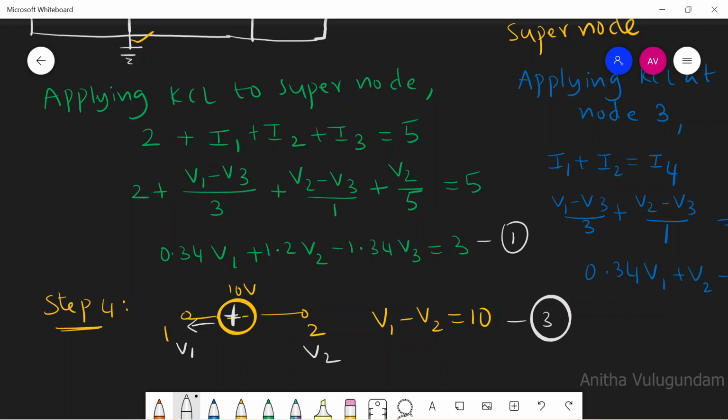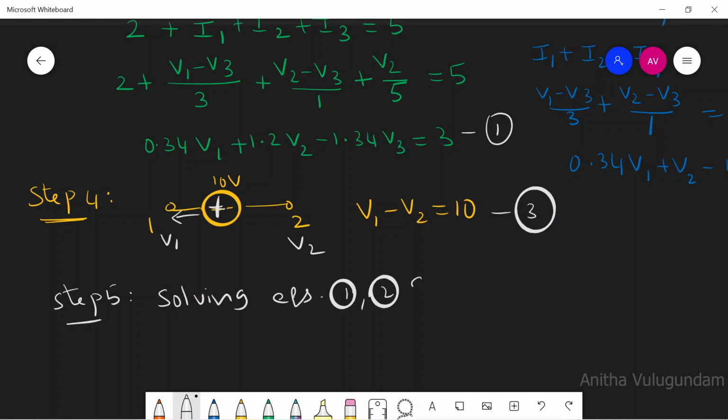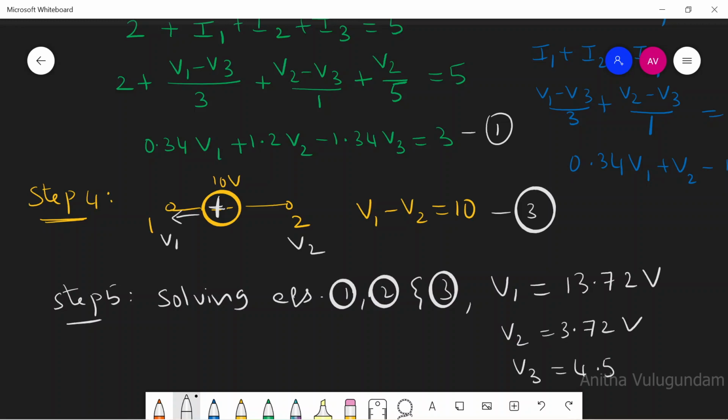We have got sufficient equations to solve for V1, V2, V3. Next step is solving equations 1, 2 and 3. We will get the node voltages as V1 equal to 13.72 volts, V2 equal to 3.72 volts, V3 equal to 4.567 volts. These are the node voltages obtained for the given circuit.